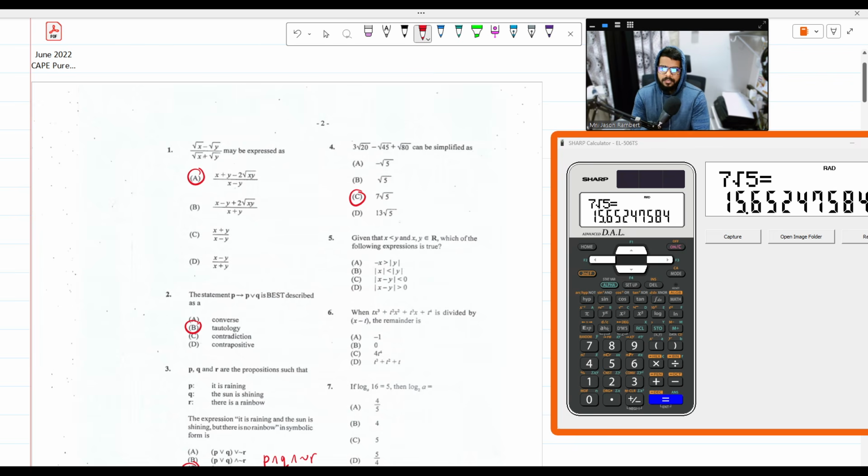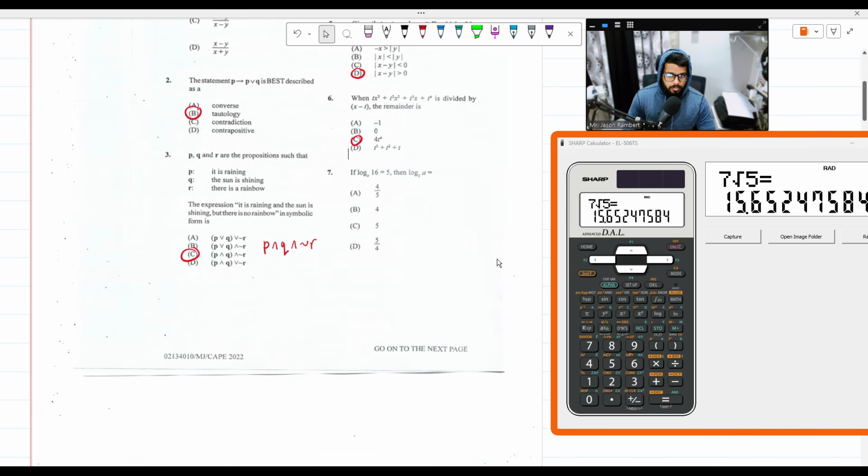Given that x is less than y, this is a repeat question. We had to go through all. We know that the modulus of anything is always greater than 0. There's a repeat as well. We're going to get 4t to the power 4. This is also a repeat. Change the base. We're going to get log 16 to base 2, which is 2 to the power 4 to base 2, over log a to base 2 is equal to 5. Rearrange, we're going to get 4/5 to be the answer.